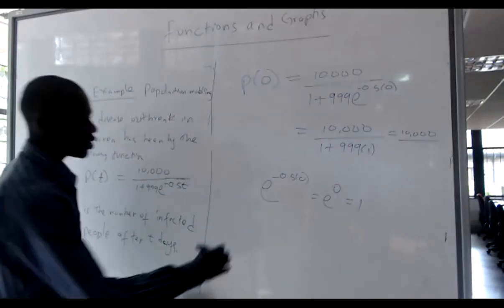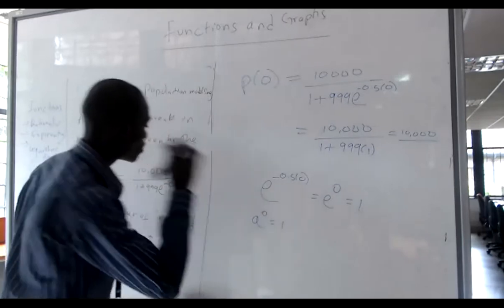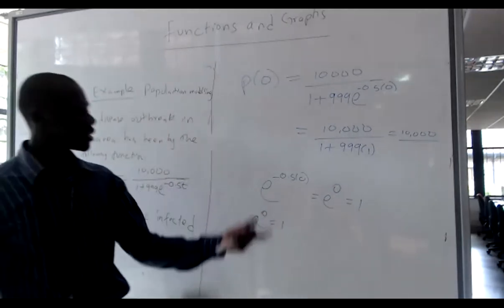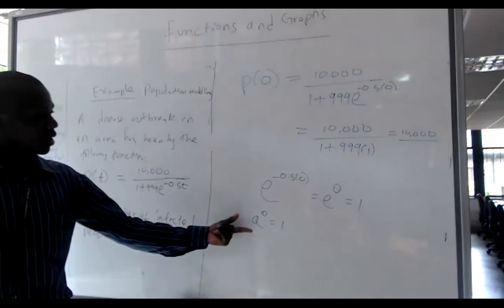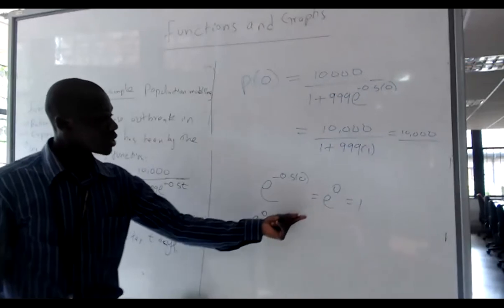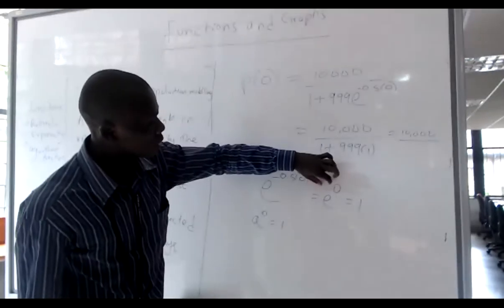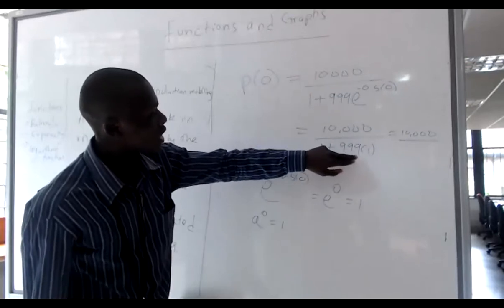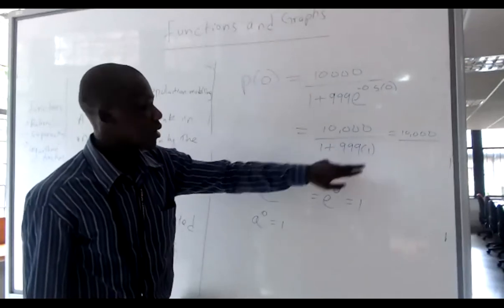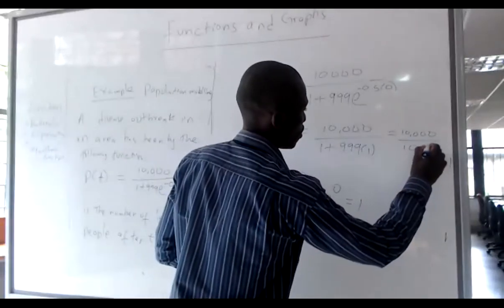So we gave the laws of indices. They still apply here because these are exponential functions, just that the exponents are variable now. Any number raised to 0 will always give you 1. So when you multiply the powers, you get a 0, and the exponent of 0 is 1. That's why I have 999 times 1. Now at the denominator you have 1 plus 999, which is 1000.